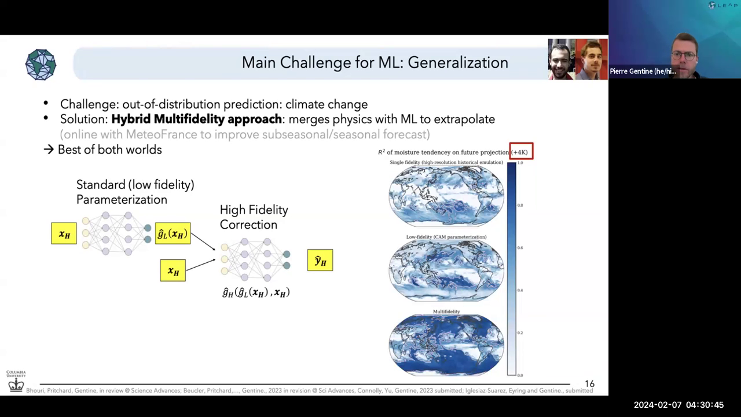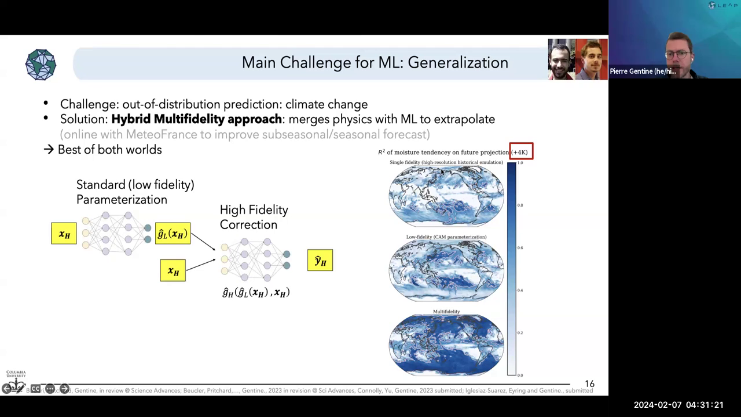And to show you that it works, let's look at a projection in something we've never seen in the past, which is a warming. We do a warming scenario in a high resolution simulation of 4 degrees Kelvin, so pretty intense. When we look at the single fidelity simulation, which is basically this high fidelity component just alone, we trained, same case I showed you before, an emulation of the high resolution simulation, but just in the past. So we have this high resolution historical emulation, and we just want to see how good that is when we bring it into the future.